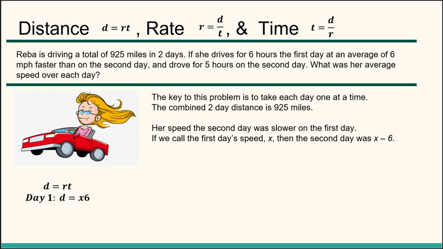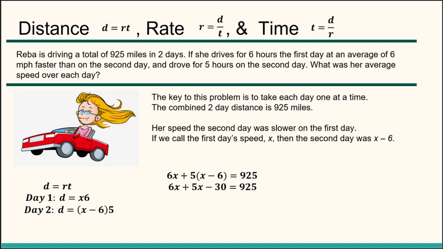Now for day 1, that distance was x, which is my rate, times 6, which is my time. Day 2, that distance was x minus 6, which is my rate, times 5, because she only drove for 5 hours on that second day. So now I could add those two distances and say that that equals 925. Perfect. Now I can just solve this thing.